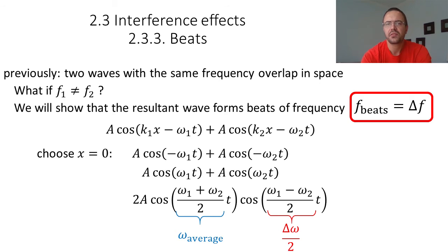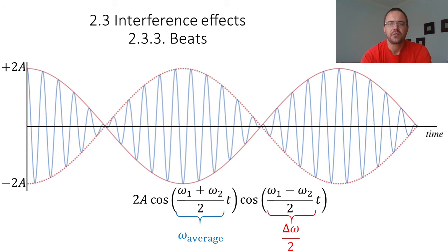And if the two frequencies are almost equal, then delta omega will be small, so the second cosine function will have a slow frequency. Let's look at a graph of this function. You can see that the amplitude of the oscillations is given by plus or minus 2a times a slow frequency function, that is the red curve that you have on this graph, and it has the angular frequency of delta omega over 2 or a frequency of delta f over 2.